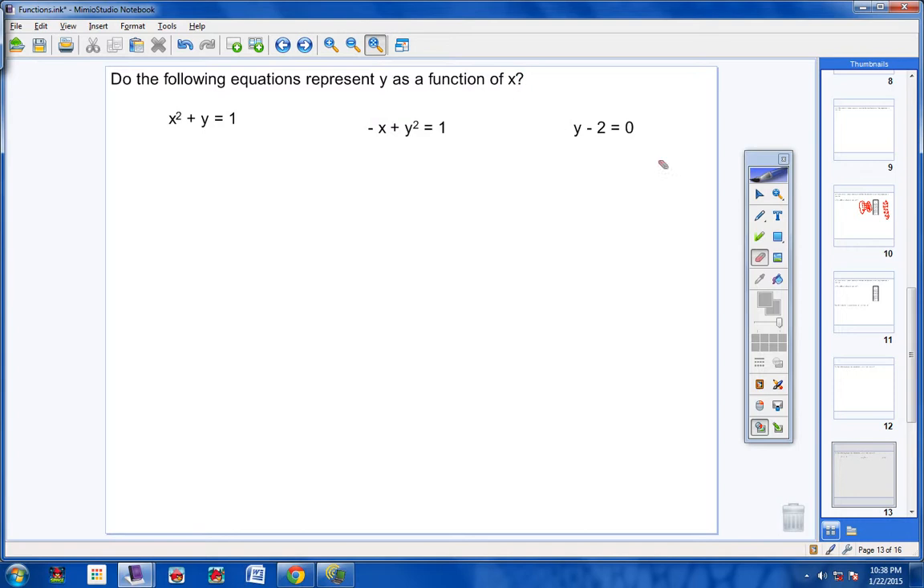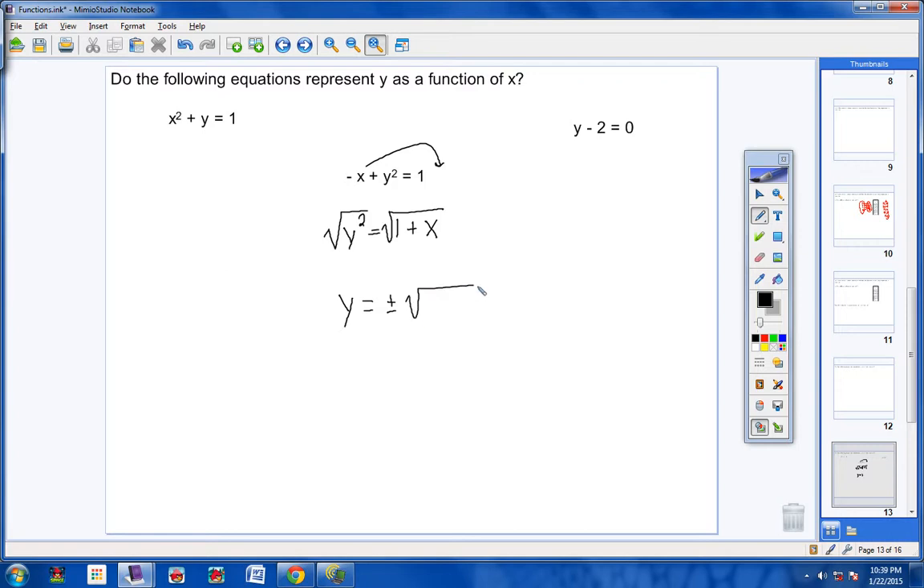Let's take a look at the next one, okay? Alright, let's get y by itself. Here we go. First of all, y squared equals 1 plus x. Bring the negative x over and make it a positive x. Next, I want to get y by itself, so we're going to take the square root of both sides. The square root of y squared is y. And the square root of 1 plus x, don't forget, you must put plus minus.